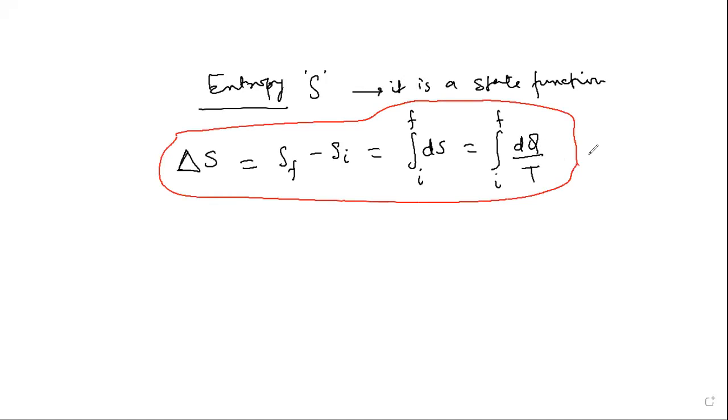And important here is that this integral on the right hand side is evaluated over any reversible path connecting these two states I and F. So it is for a reversible process, right?